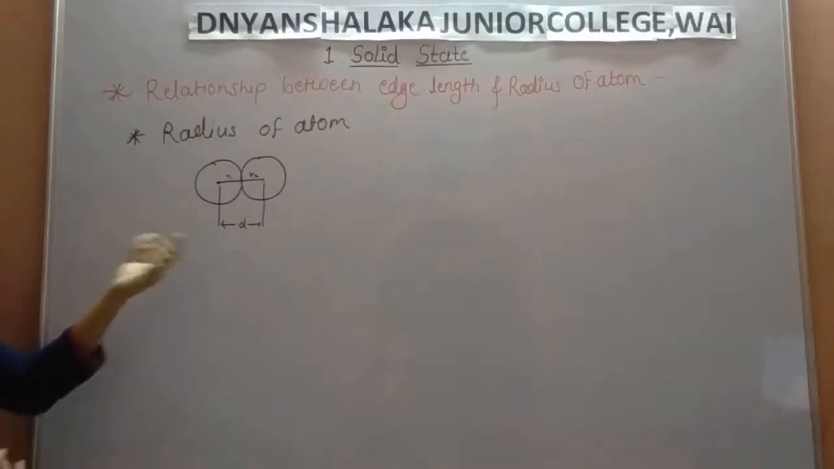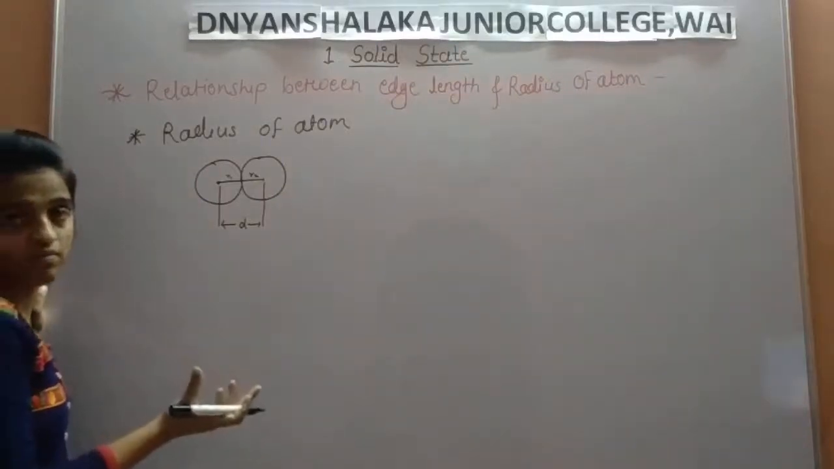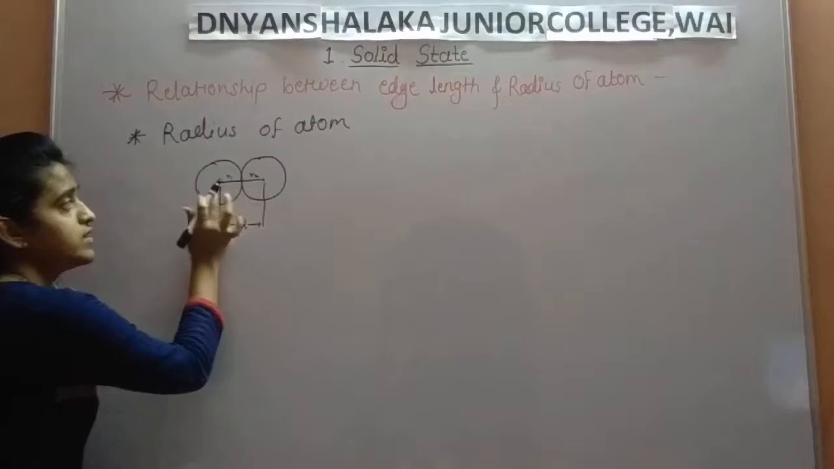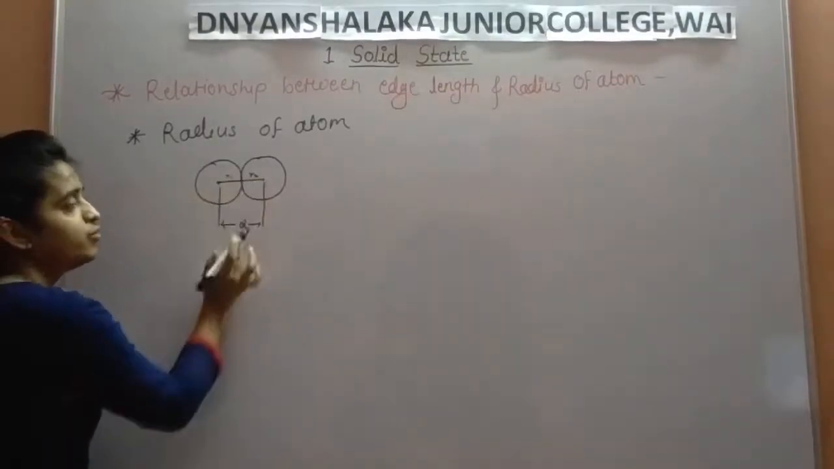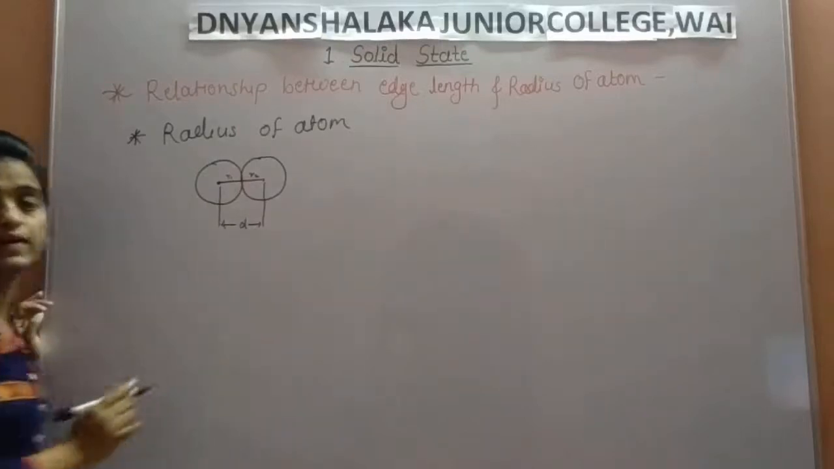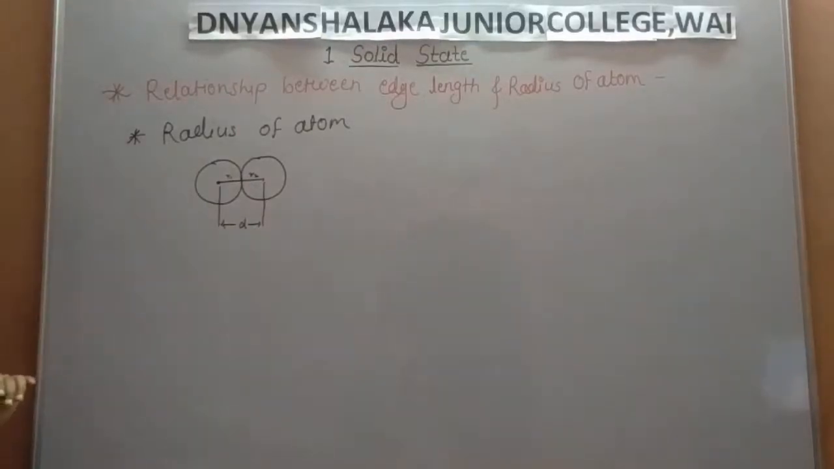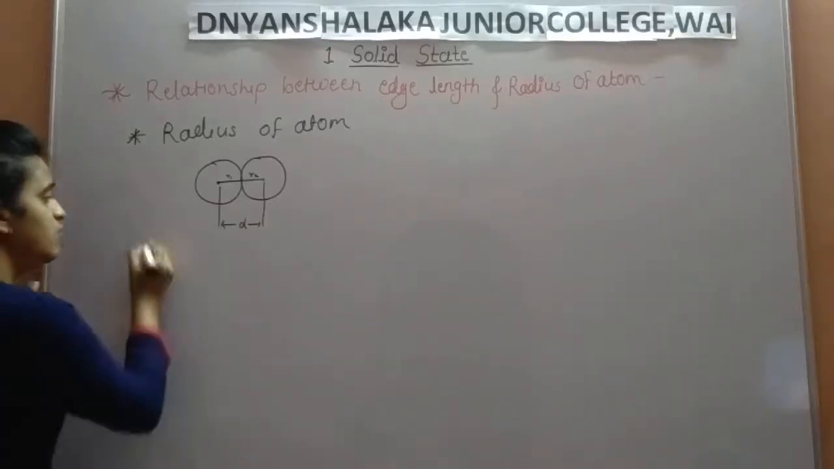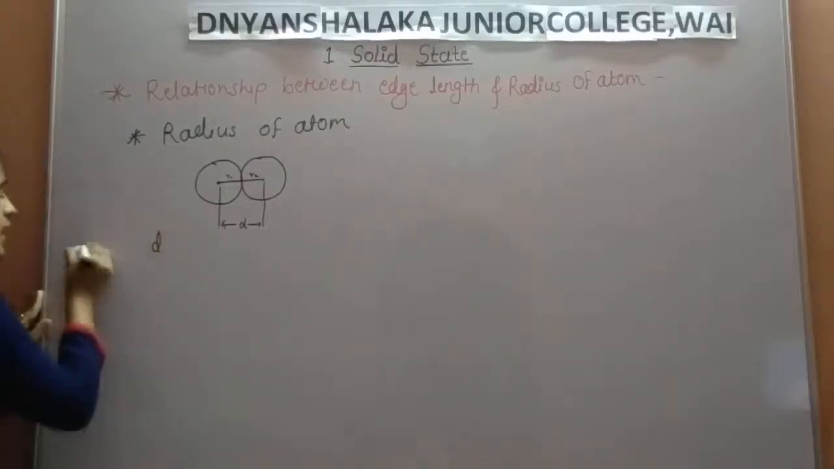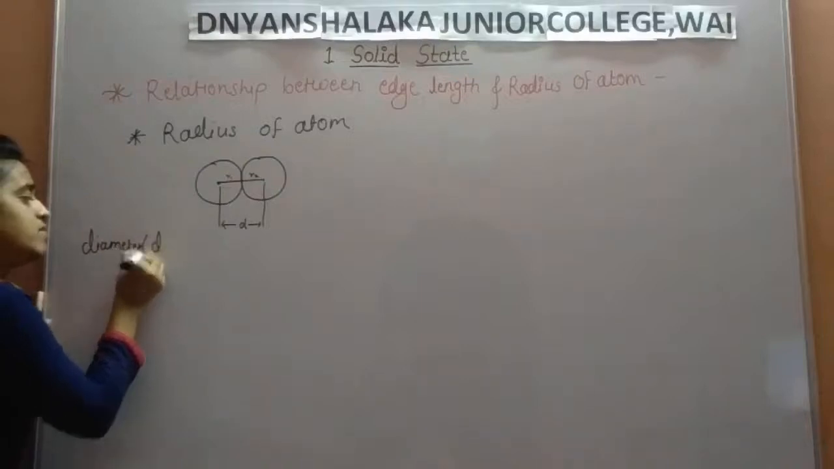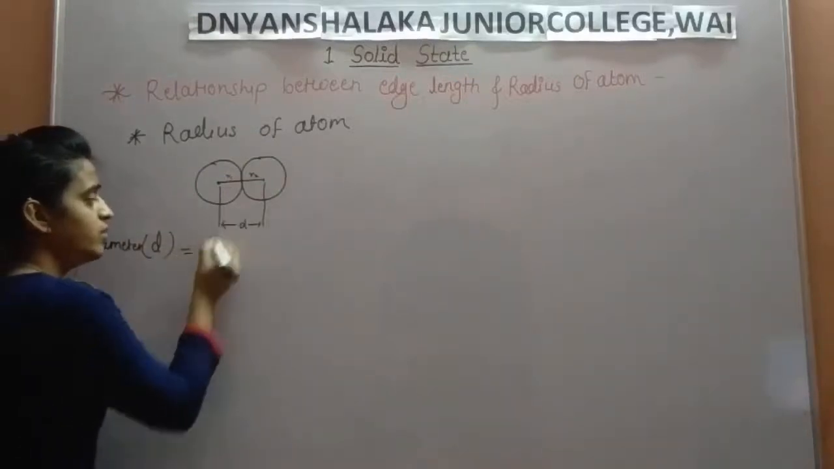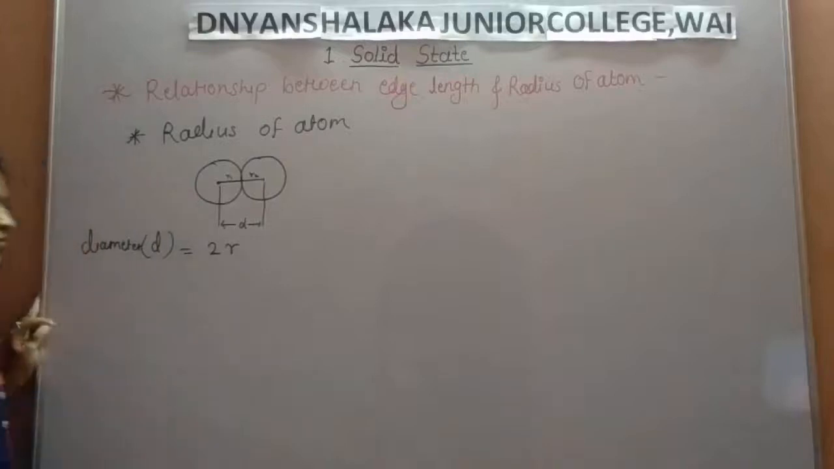So the distance between two adjacent spheres means the distance between the center of the first sphere and the center of the other sphere. So R1 plus R2 is called D, D for diameter. The distance between two nuclei is called the diameter, which is indicated as small d. So diameter means 2 times R. Diameter is equal to 2 times R.